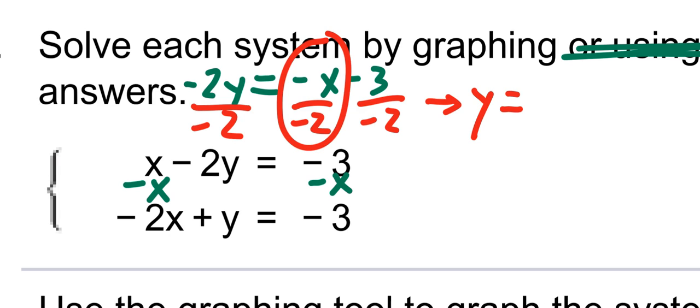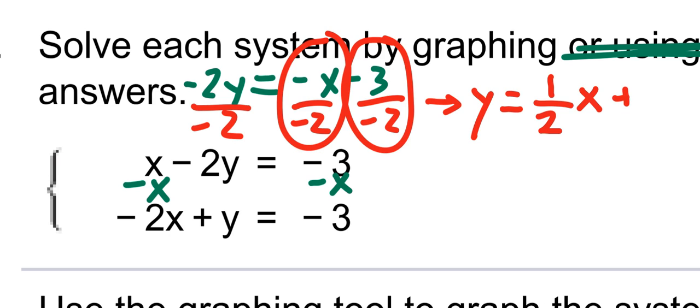Do you know if that's positive or negative? It's positive. Now, a lot of you would want to say x over 2, but I have a feeling if you said x over 2, you would not know what the slope is. So that's why I say 1/2 x instead of x over 2, because you'll be able to see the slope. All right, now, the other fraction right there, negative 3 over negative 2, is that a positive or a negative? That's a positive.